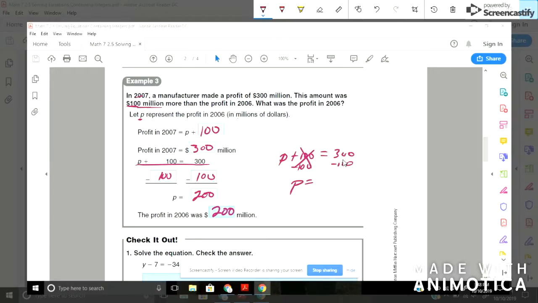And you can kind of tell that by just reading the problem. In 07, it was 300 million, and it was 100 million more than 2006. So in 06, essentially it was 100 million less than it was in 07. So 100 million less than that would be 200 million. Same thing we got here. We just put it into a nice, neat equation.